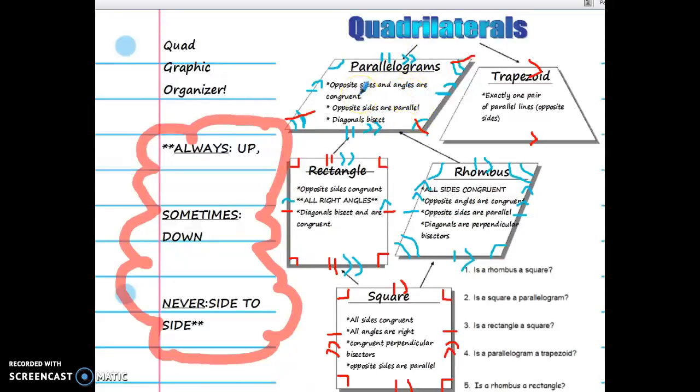Let's say we start with parallelogram. A parallelogram could sometimes be a rectangle, but it could also sometimes just be a parallelogram or a rhombus that's going down. A parallelogram is sometimes a square because you're going down. A trapezoid is never a parallelogram because they're side to side.